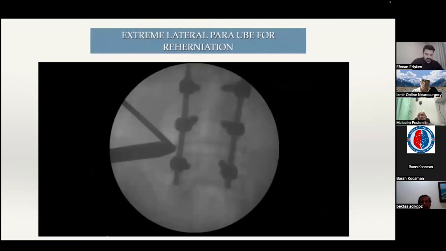Now, this patient came to me, and I had to do an extreme lateral Para-UBE for a reherniation. I don't know why. Maybe it was a pre-existing lateral herniation which the surgeon could not remove. Whatever his reasons, I don't understand it. But it was there. I had to come in a very extreme lateral manner to avoid this implantation. And let's enjoy this video.